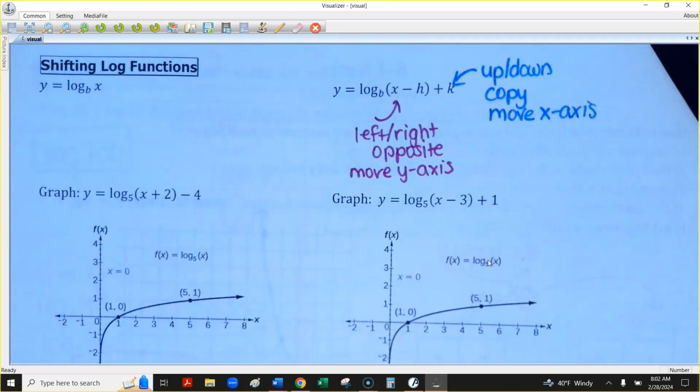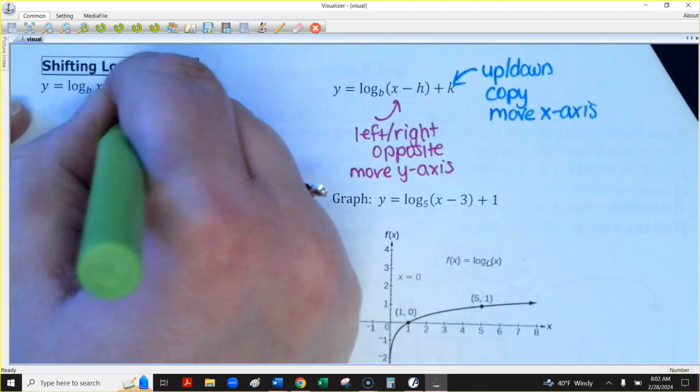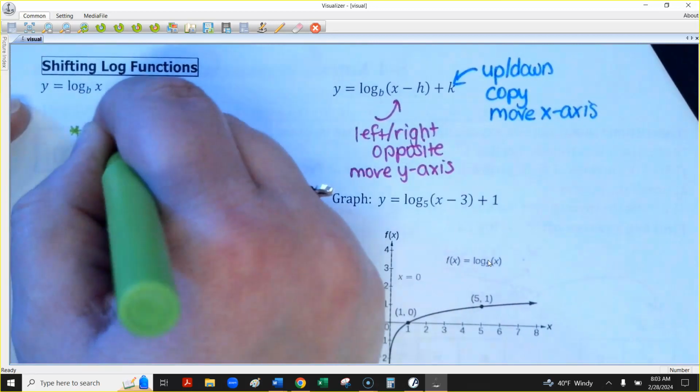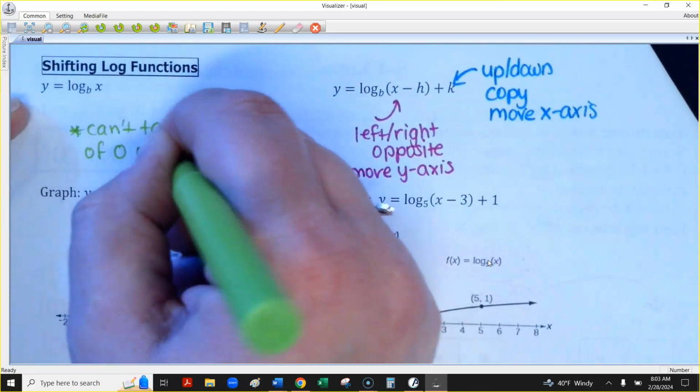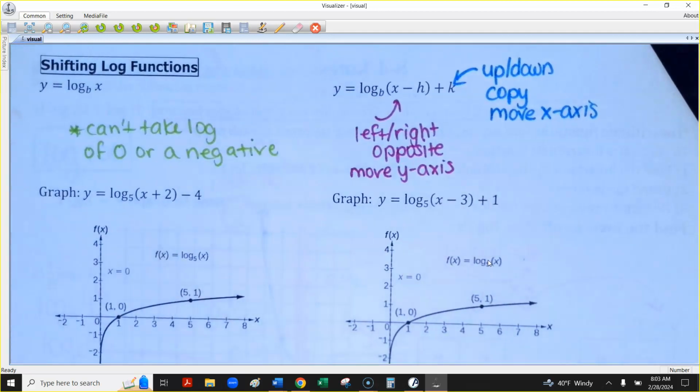The one thing I want you to remember for these questions, just in general, is that you can't take the log of 0 or a negative number. It's not defined. You can't take the log of a negative; that doesn't have a solution. You can't take the log of 0. If you try to do that, no matter what the base is, on your calculator, it won't exist. So the graph doesn't exist where you would be taking the log of a negative number or 0.